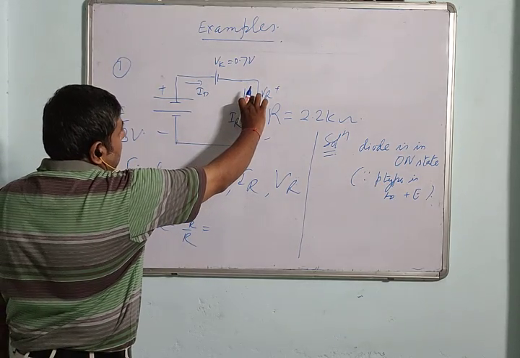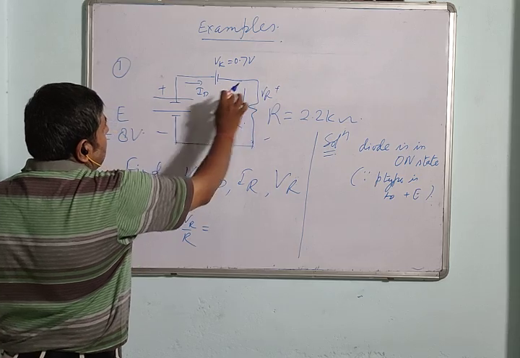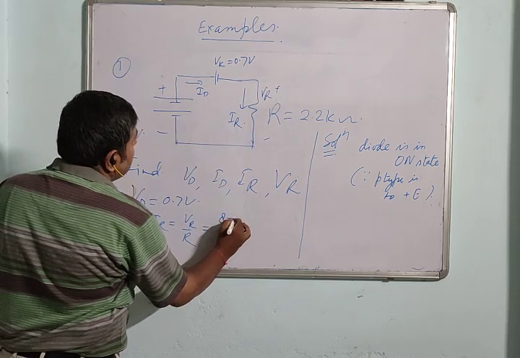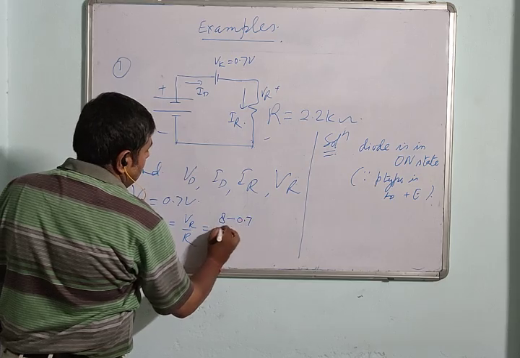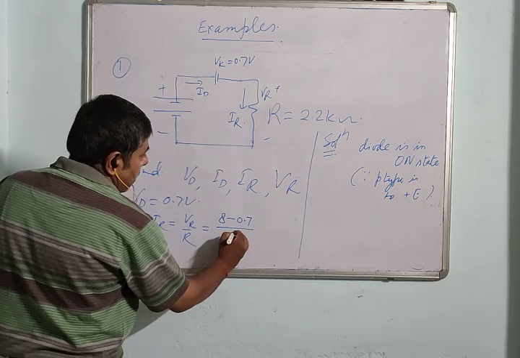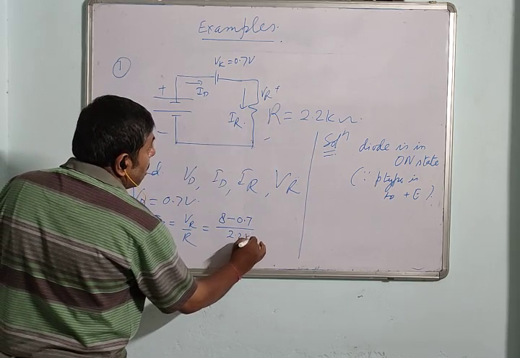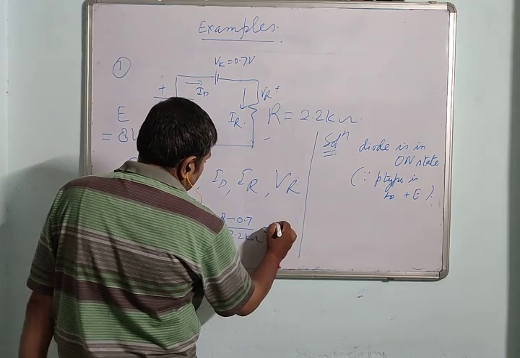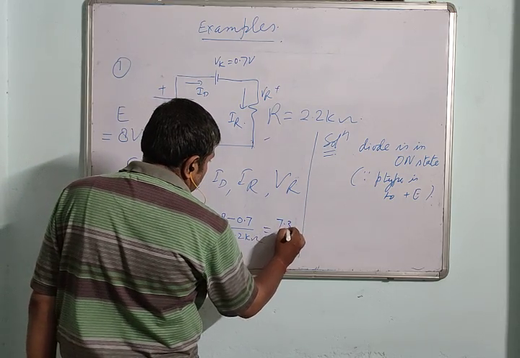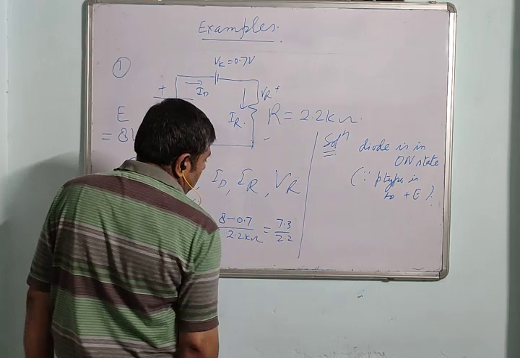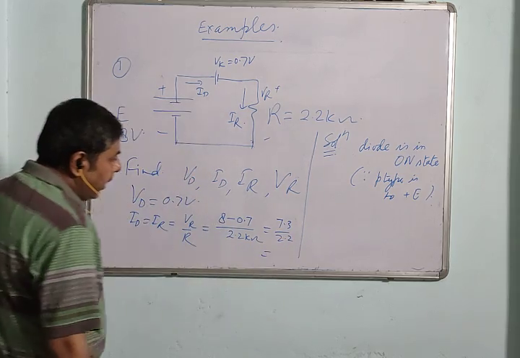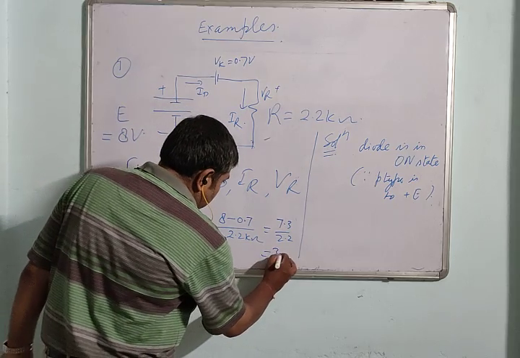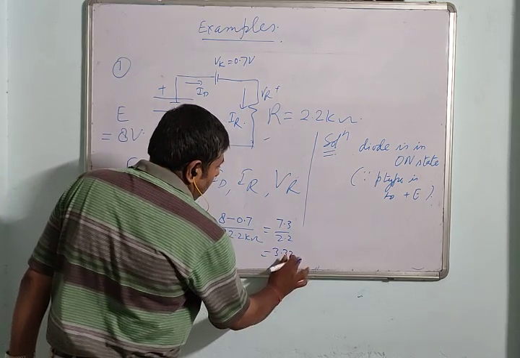So what is value of VR? Drop across this resistance. This drop is this minus this. So this is 8 minus 0.7 divided by this resistance, that is 2.2 kilo ohms. So you can solve this. So this is 7.3 upon 2.2. You will get the answer in milliamperes. I think this is 3.32 milliamperes.